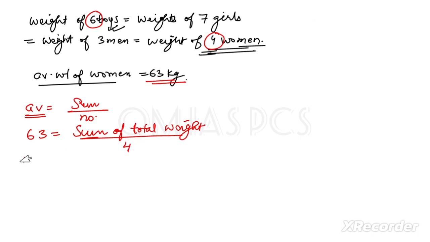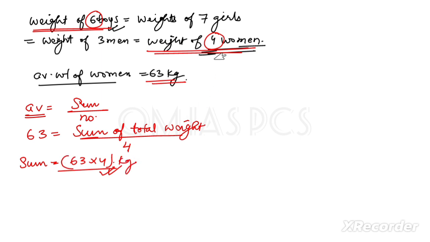The sum will be 63 multiplied by 4. We are not going to multiply this one out. Why? I will tell you later. Now if you see the actual statement, it was given that the weight of 6 boys is equal to the weight of 7 girls is equal to the weight of 3 men is equal to the weight of 4 women. So this weight of 4 women was 63 multiplied by 4 kg.